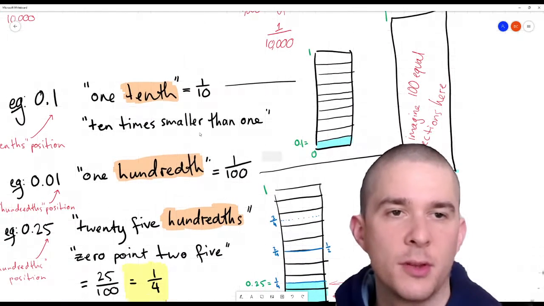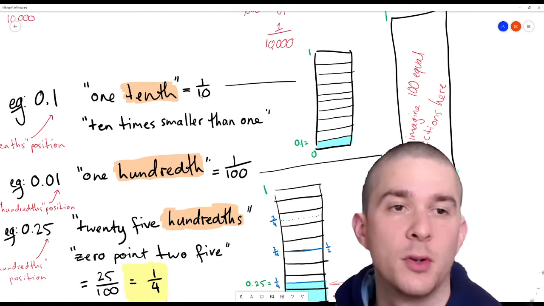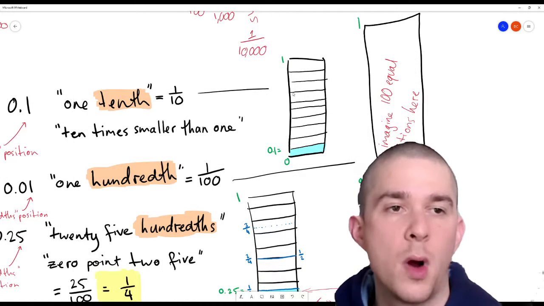All right, so let's look at some examples of some decimals here. So to start with, 0.1, which can also be written as the fraction 1/10. This is 10 times smaller than 1. So if this bar here is 1, if this is 1 chocolate bar, this is 1/10 of it.